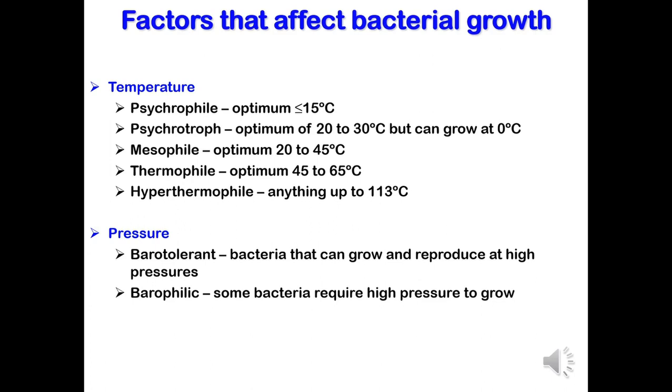So in terms of pressure, there are certain bacteria for which pressure is an important factor. For bacteria which live on the land and the surface of the water, they're not really affected by pressure. But for bacteria living, for example, at the bottom of the ocean, they need to be able to withstand high hydrostatic pressure. So bacteria that can grow and reproduce at high pressures are barotolerant. And then you've also got barophilic bacteria, and these actually require the high pressures to grow.